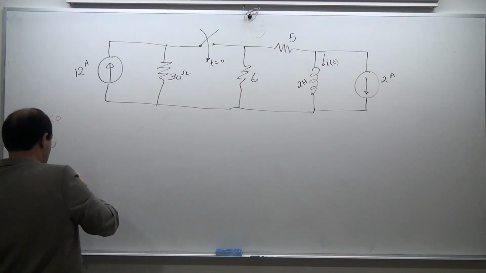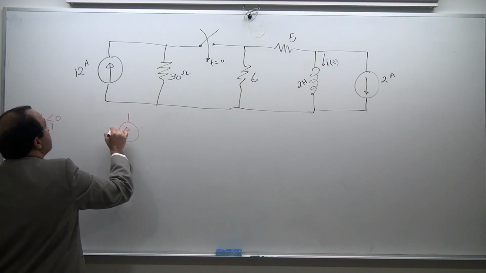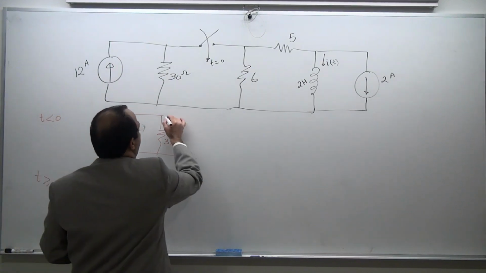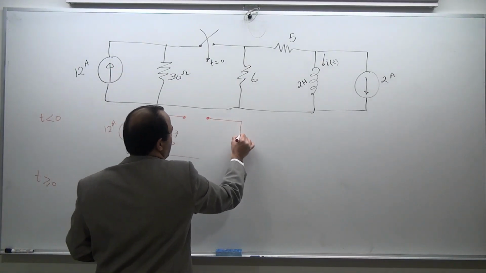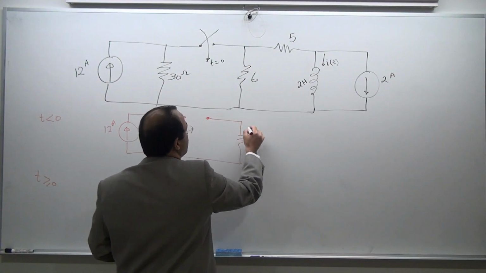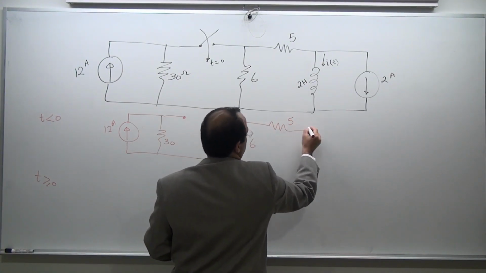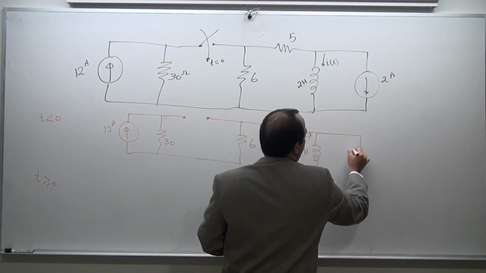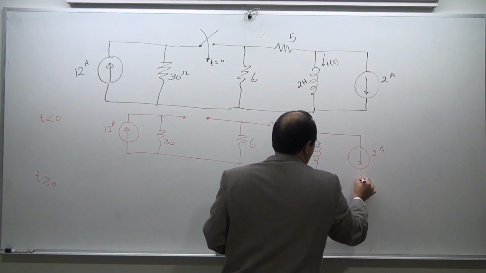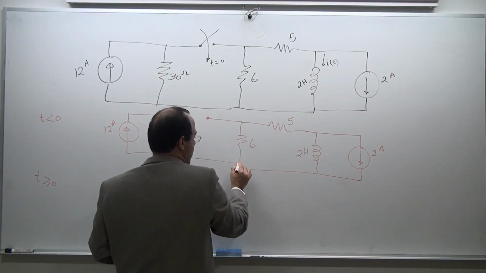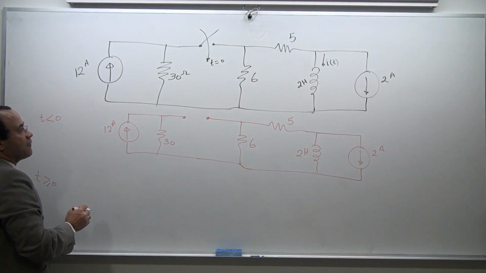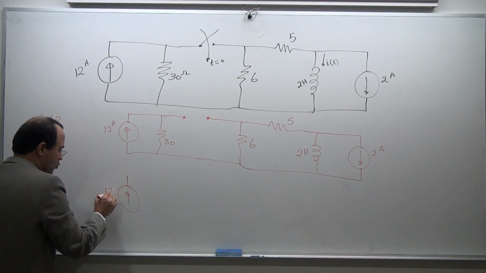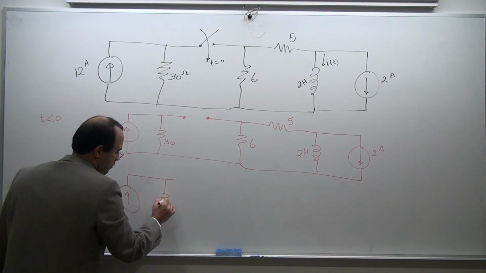Before, I'm going to have the 12 amp, I'm going to have 30, I'm going to have an open line because the switch is open before the switching event. I'm going to have 5. I have an inductor, 2 Henry. I have a current source, 2 amp. Don't rush to make any judgment. Just simply go ahead and draw the 2 topologies, before and after. Now the switch is going to close, 12 amp, 30.